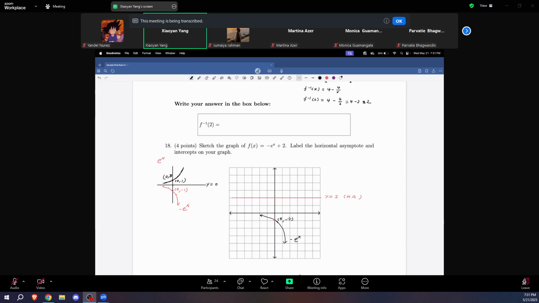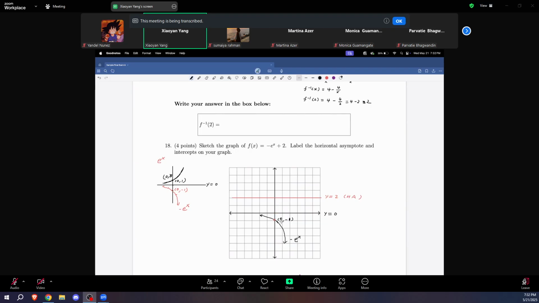So they need you to graph and label the new horizontal asymptote. This is the old one, y equal to 0. What's the new one? Let's just pretend the x-axis shifts up 2 units, so all the corresponding points shift up 2 units.